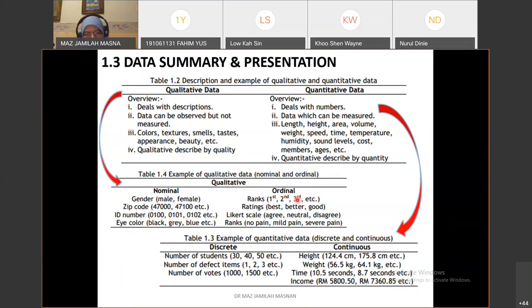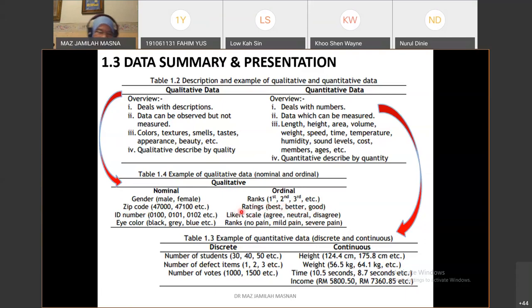For ordinal data, anything that is ranked can be classified as ordinal data. For example, if you have a rating, for example best, better, good, you can put it as ordinal data because we are going to order them accordingly, from the best to the least best, or from the least best to the best, according to your preference.